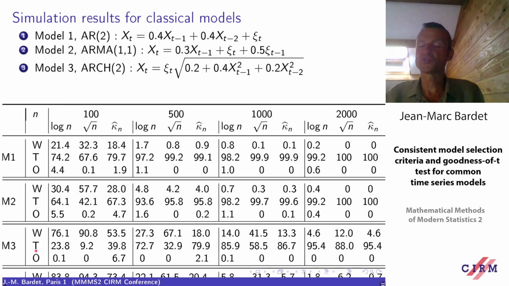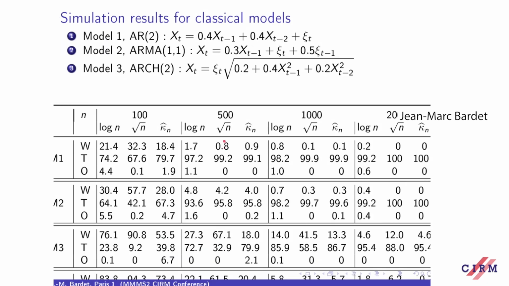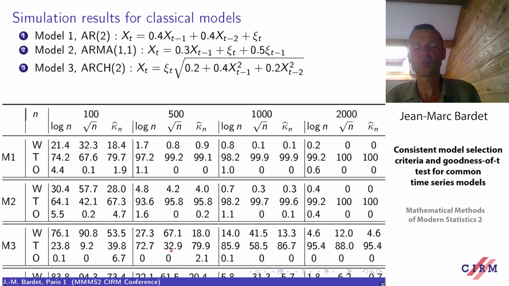The results are not so good. You can see that, for instance, using kappa n equal to square root of n, we do not have really good results, and many times we find a wrong model, not an overfitted model, but a wrong model. But finally, when n equal to 2000, 95% of the times we find, using BIC, the true model. And this is the same using slope heuristic.